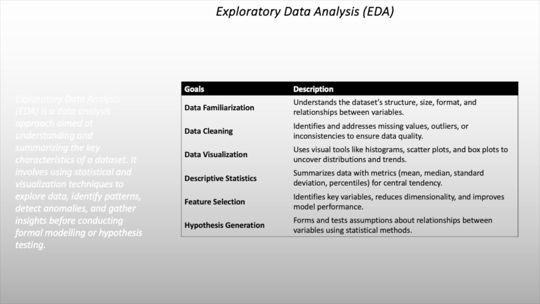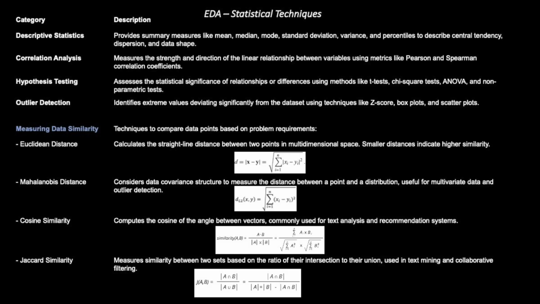Exploratory data analysis, EDA, involves a variety of statistical and visualization techniques to gain insights and understand the main characteristics of a dataset. Here are some commonly used techniques in EDA. Statistical techniques. Descriptive statistics provide summary measures to describe the central tendency, dispersion, and shape of the data. These include measures such as mean, median, mode, standard deviation, variance, and percentiles.